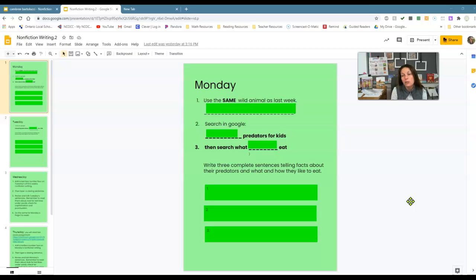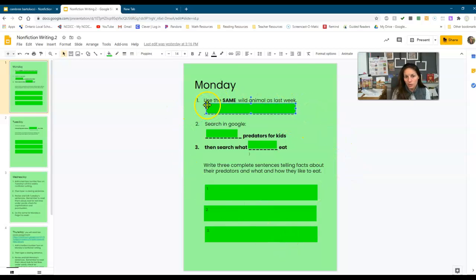So it is following last week's writing that we did, where we researched the body and we also researched its habitat, or its home where it lived. And this week you're doing the exact same animal. So whatever animal you did last week, you're continuing with this one. And on Monday, you are just going to be using the same animal. You can type the animal's name here.